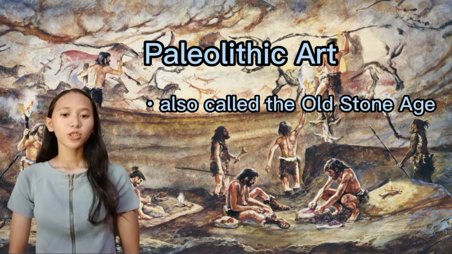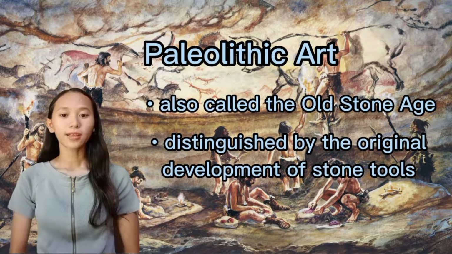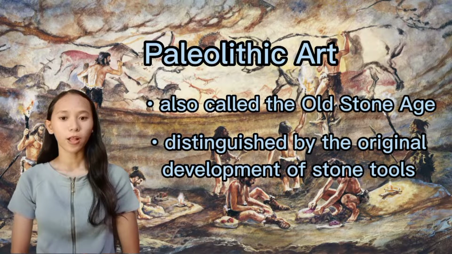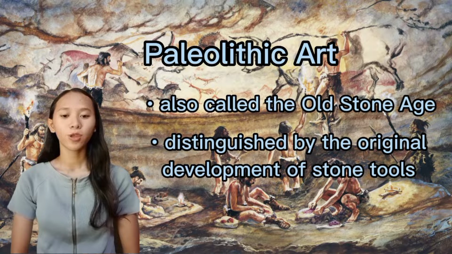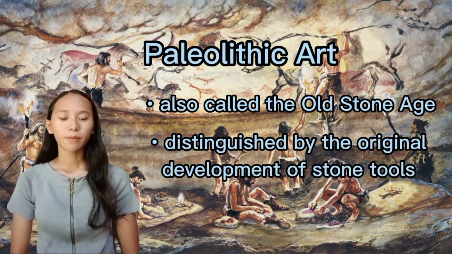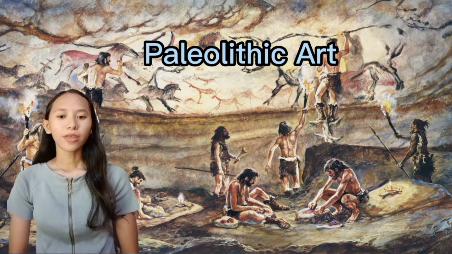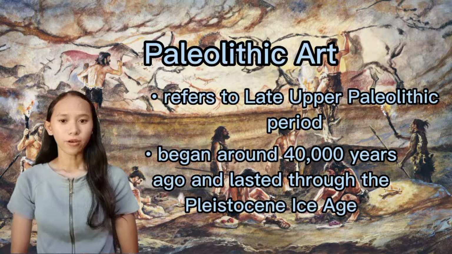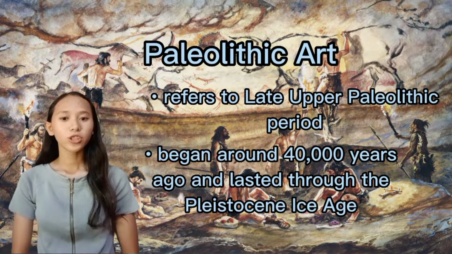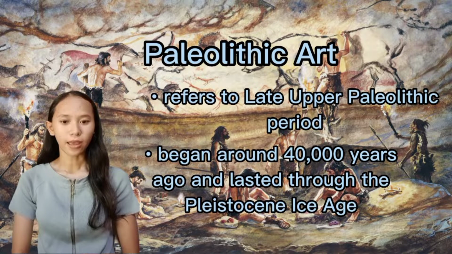Paleolithic art, it is also called the Old Stone Age. It is a period in human prehistory that is distinguished by the original development of stone tools and which represents almost the entire period of human prehistoric technology. It extends from the earliest known use of stone tools by hominids 3.3 million years ago. Paleolithic also refers to the late Upper Paleolithic period. This began roughly around 40,000 years ago and lasted through the Pleistocene Ice Age, which ended about 8000 BCE.